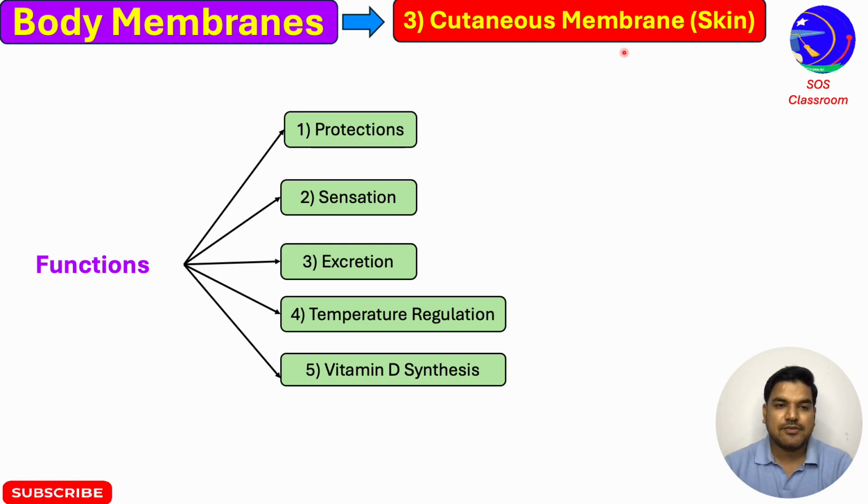Next are the cutaneous membrane functions. First is protection. We already know the functions of the skin. Protection, sensation, different types of sensation. Next is excretion. Because different types of glands are present in the skin, we secrete different types of hormones and enzymes. Next is temperature regulation by excretion of sweat.